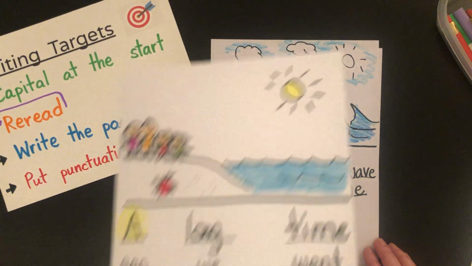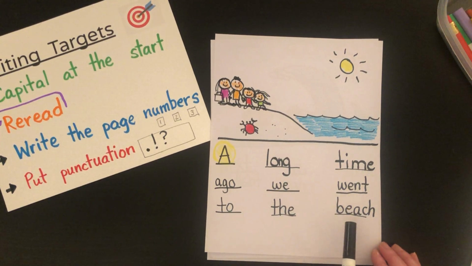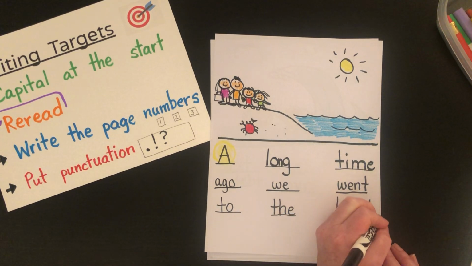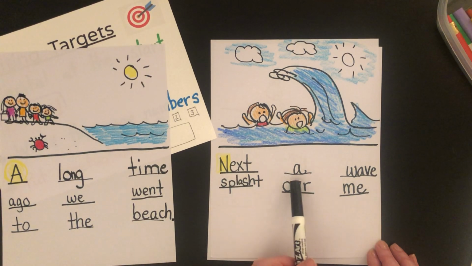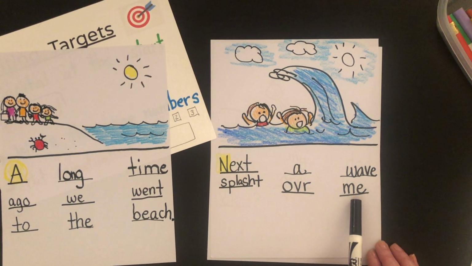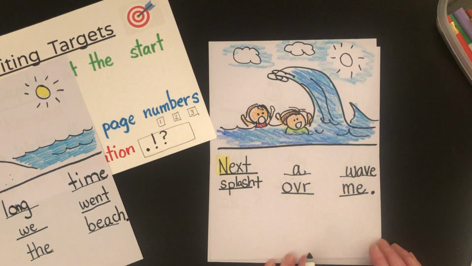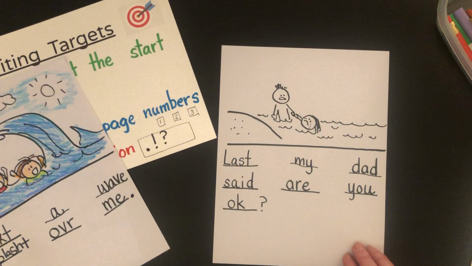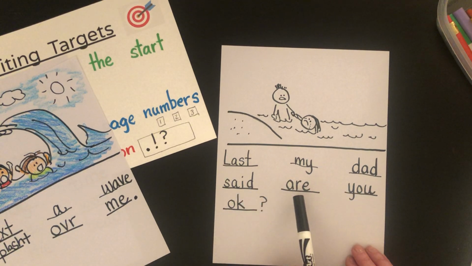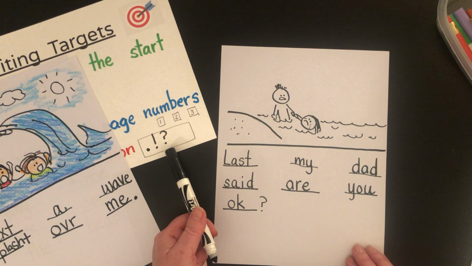Let me go back to my first page. A long time ago, we went to the beach. My voice just stopped there, so I want to put a period right there. Let me go to my next page. Next, a wave splashed over me. Oh, that was a stop, so I'm going to put a period that tells my voice to stop. Now I'm going to check for my last punctuation. Last, my dad said, are you okay? And I put a question mark because my voice sounded like a question.